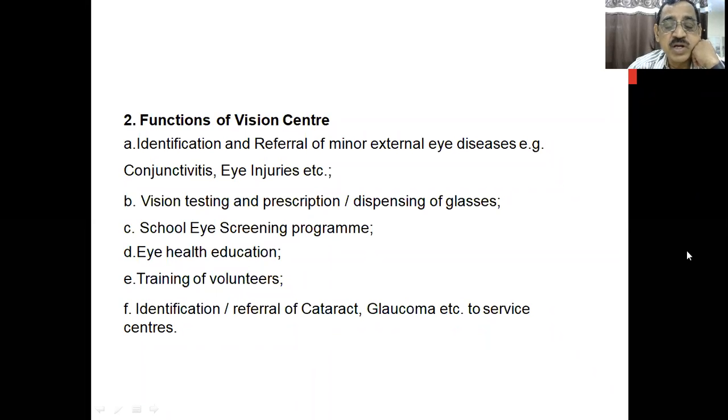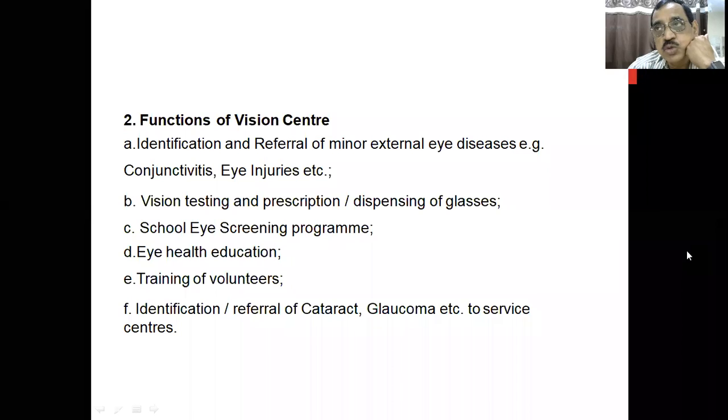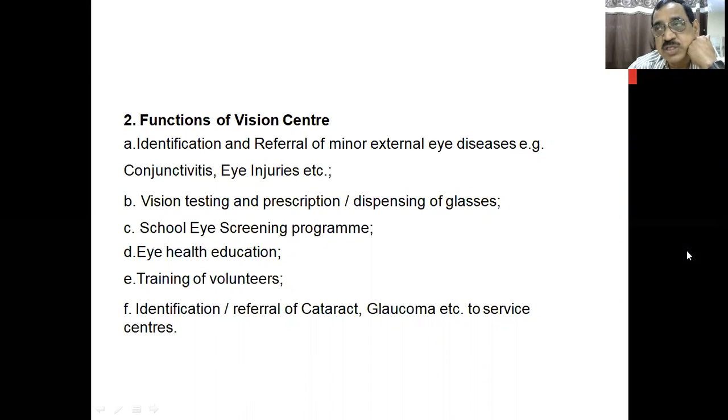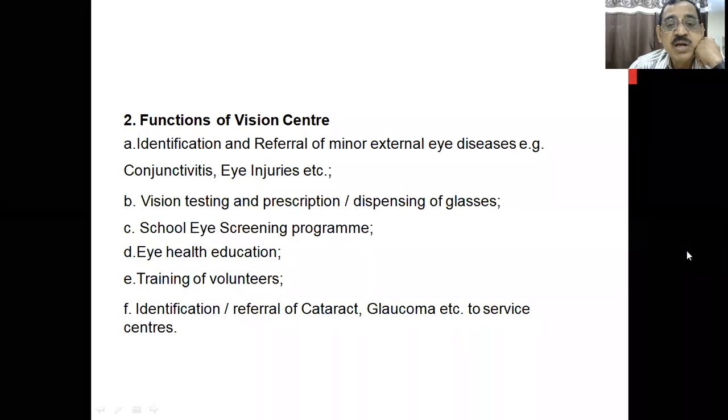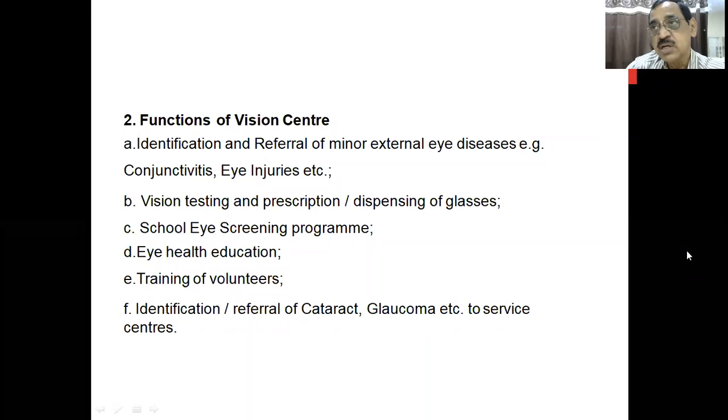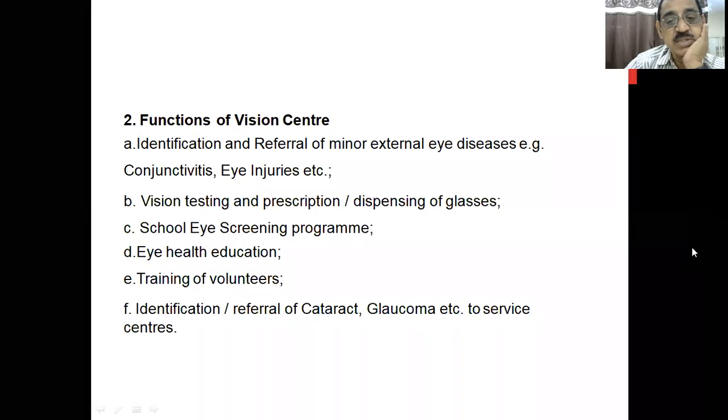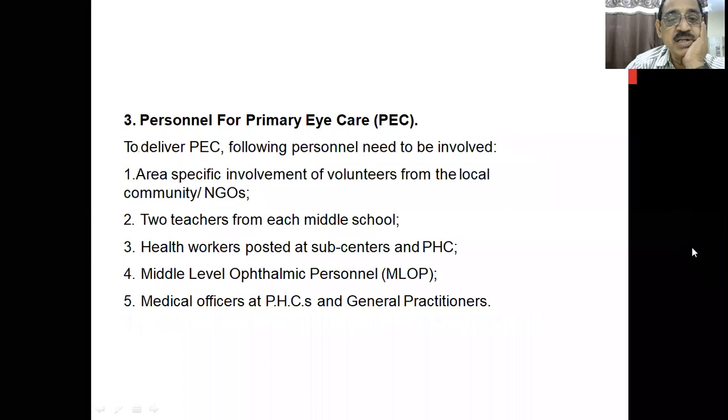And the training of volunteers: if there are volunteers who want to learn about these procedures and later work in vision centers, they can be trained there. And identification and referral of glaucoma and cataract to the service centers, to the district hospitals or to the base hospitals for surgery and IOL implantation.